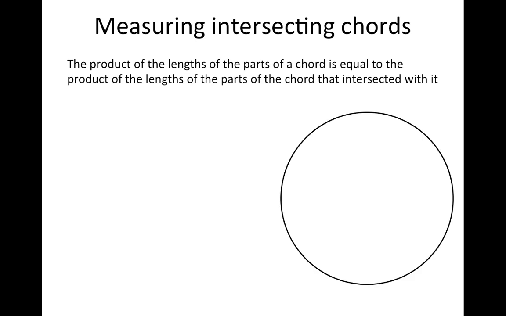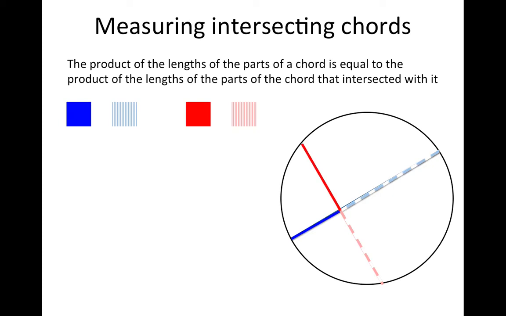So here's a circle, and I'm going to put 2 different chords in it. And I'm going to color those chords. This one's blue and this one's red to make it easy to understand. Then I'm going to color the parts of the chords as even different colors. Make this one a bright blue and this one a dotted blue line. This one a bright red and this one a dotted red line. Now we can go back through that original statement and hopefully it should make some sense.